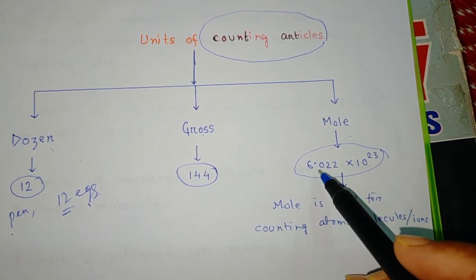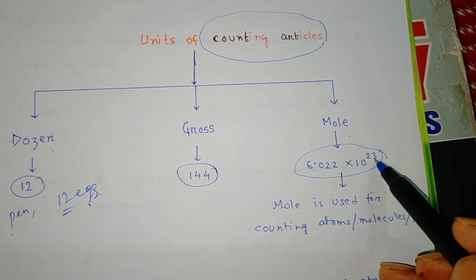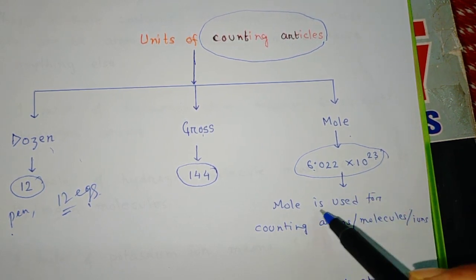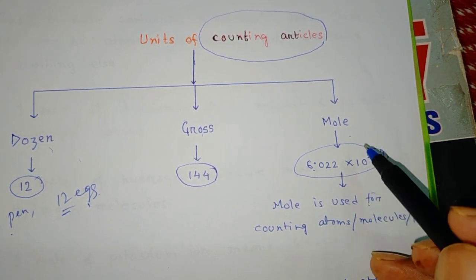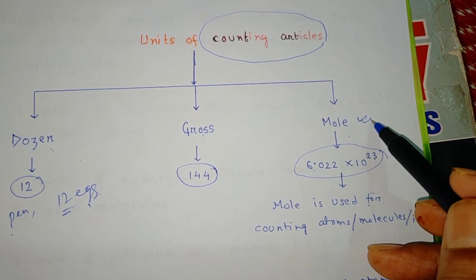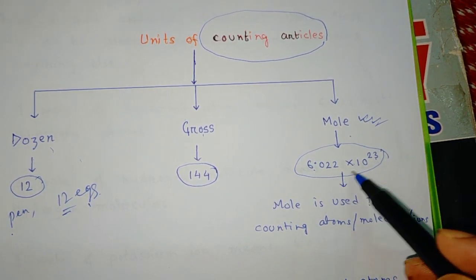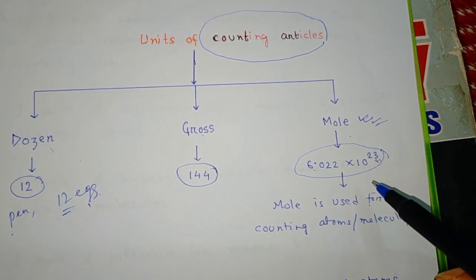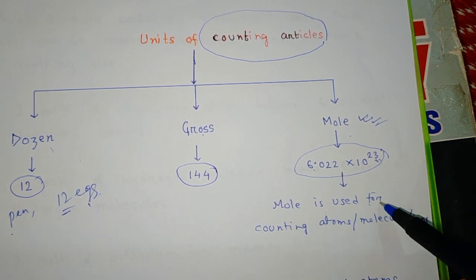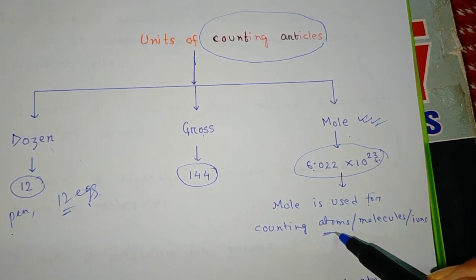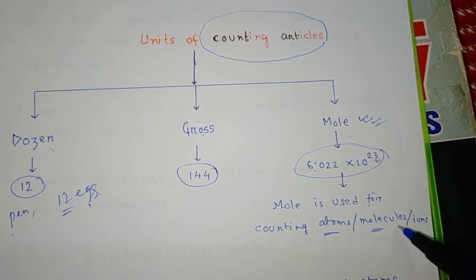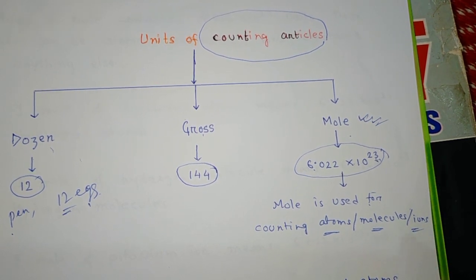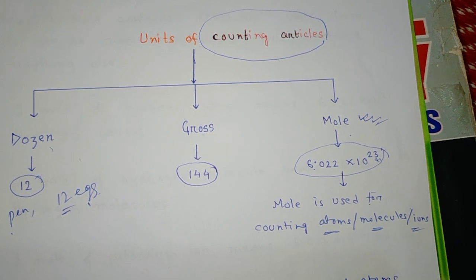And this number is 6.02 × 10^23. The mole is not used by human beings to count ordinary things; it is used to count very, very microscopic objects. The mole is used for counting atoms, molecules or ions. These are very, very small objects that we can count with the term mole.